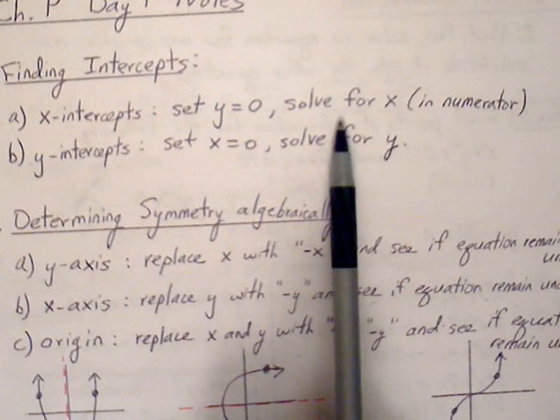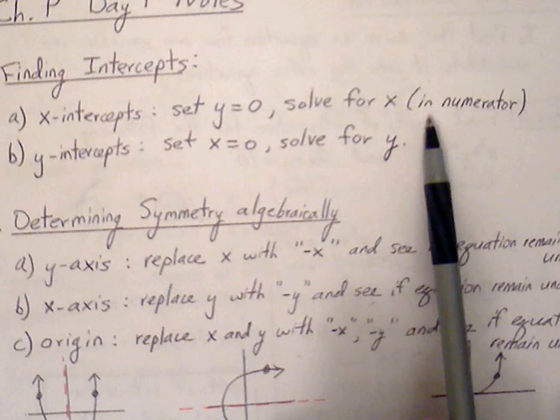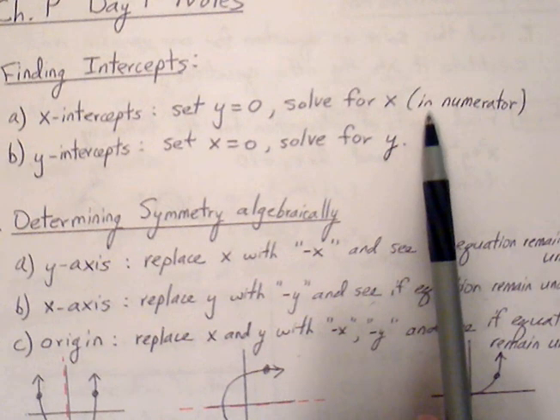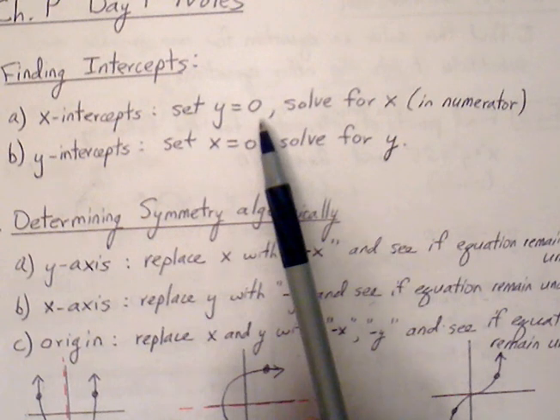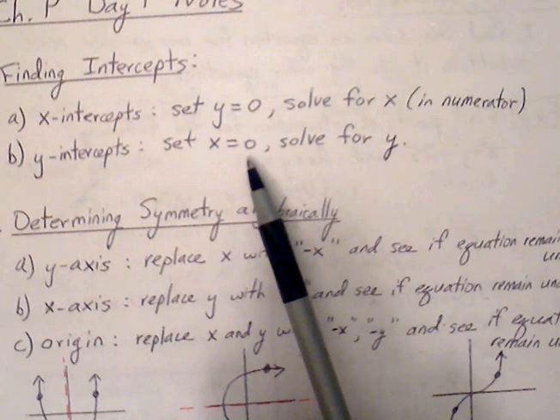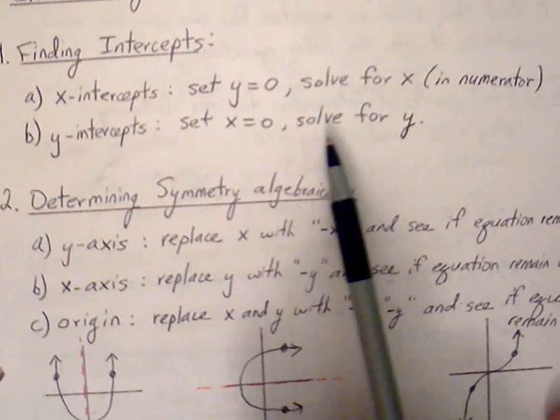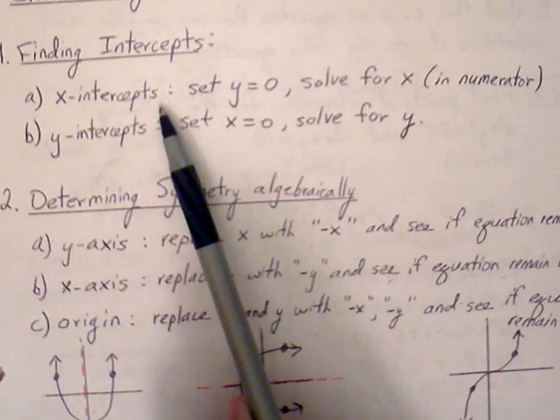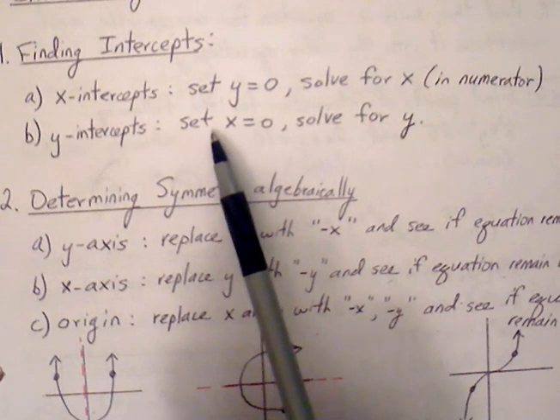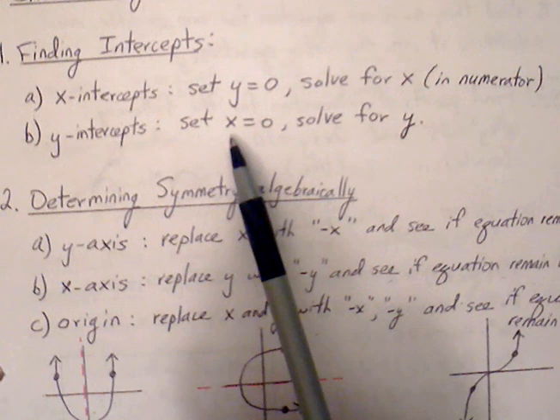And if the equation has both numerator and denominator, then we only solve for x in the numerator. So we basically ignore the denominator once we replace y with 0. To find y-intercepts, we're going to set x equal to 0, and then we solve for y. So x-intercepts is going to be where the graph crosses the x-axis, and then y-intercepts is where the graph is going to cross the y-axis.